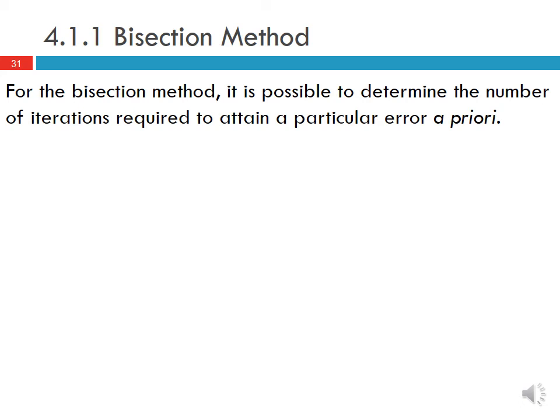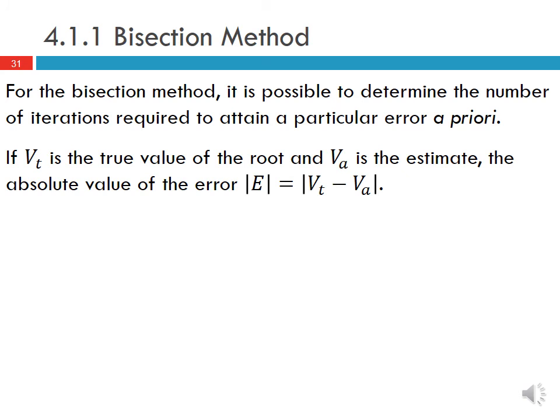So for the bisection method, it is also possible to determine the number of iterations required to attain a particular error a priori, or in advance. So if Vt is the true value of the root and Va is the estimate of the root, then we know that the absolute value of the error is the absolute value of Vt minus Va.